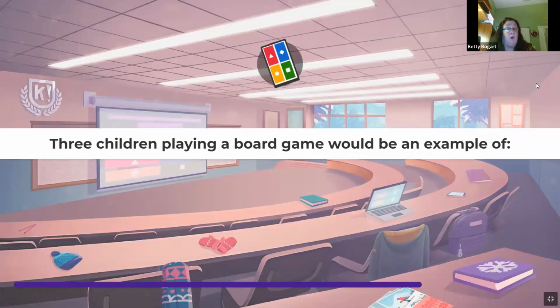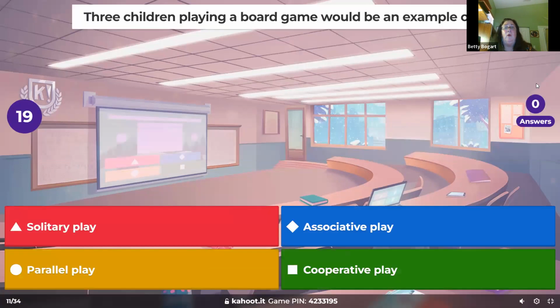3 children playing a board game would be an example of what type of play? So a board game has a goal. Somebody's going to win.